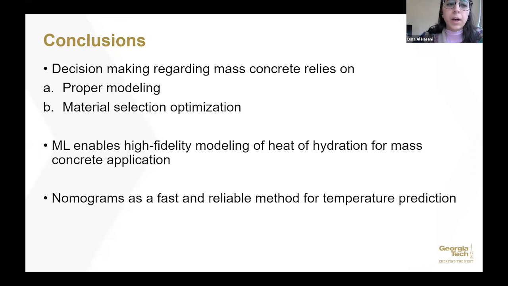So to conclude, I have shown how decision-making for mass concrete projects relies first on proper modeling, when selecting a proper model for the temperatures and heat of hydration prediction, and also on optimizing the material selection for a certain project. I've also shown how machine learning can be used to enable high fidelity modeling of heat of hydration of different cementitious pastes and at different temperatures, and how it applies well when upscaled for mass concrete application. And I've also shown how we have created some nomograms for GDOT and how they can be used as a fast and reliable method for initial decision making.